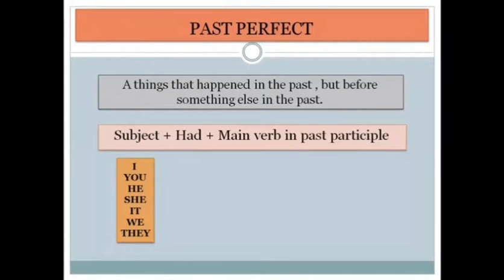So we use the past perfect to talk about the past, but not just any situation in the past. We use past perfect when we are talking about two events that happened in the past. In making a past perfect statement, we follow the pattern: subject plus had plus main verb in past participle. Subject: I, you, he, she, it, we, they.